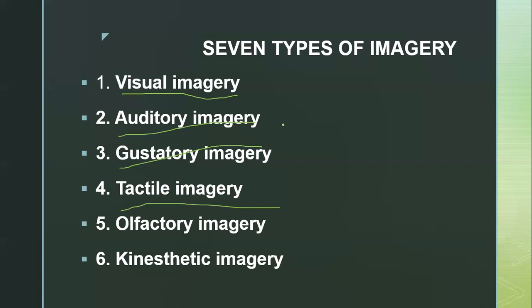So most likely it talks about, or you can sense it with, your sense of touch, or you can think about it with your sense of touch. Now let's go to number 5, which is the olfactory imagery. So in this form of poetic imagery, guys, the poet appeals to the reader's sense of smell. So olfactory is the sense of smell.